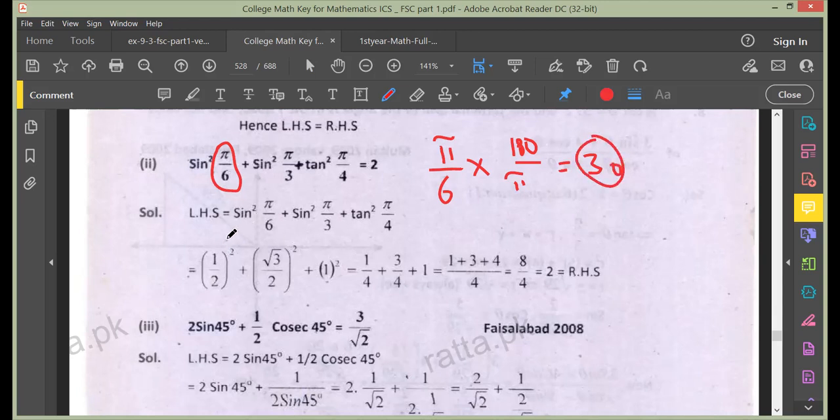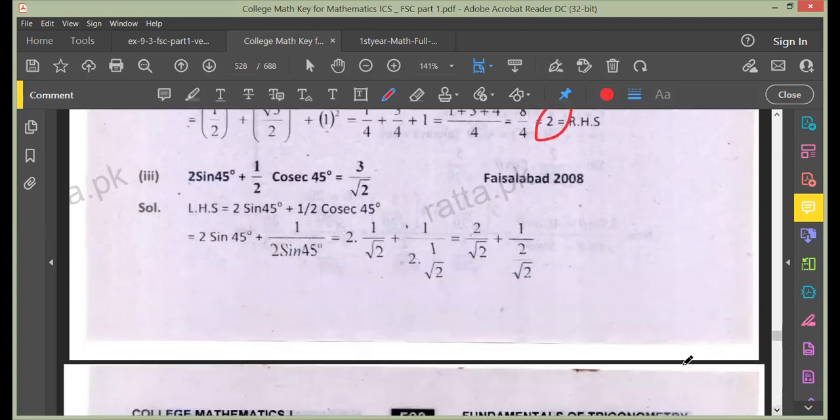There is a square, so it will be the square of 1 by 2. Similarly, sine pi over 3 will be equal to 60. So sine 60 is equal to square root 3 by 2. It will be the square of square root 3 by 2 plus tan pi over 4 is equal to 1. So this will be equal to 1 square. So the final answer will be equal to 2.